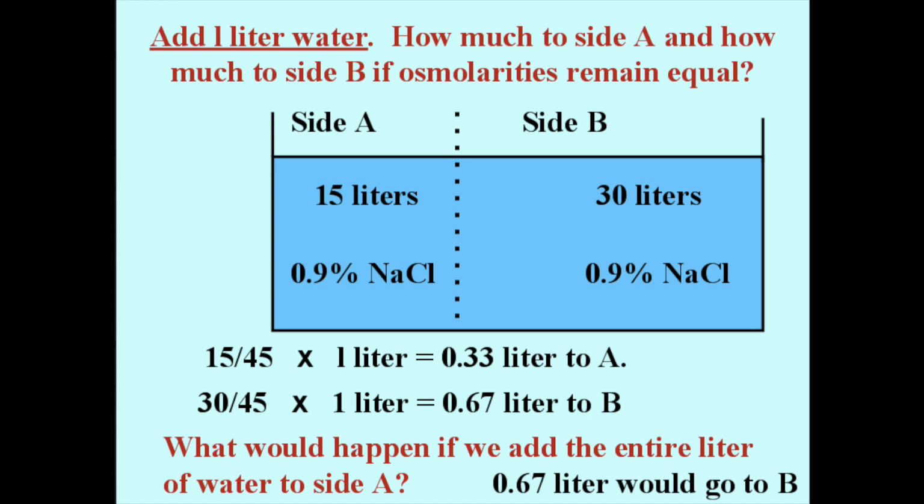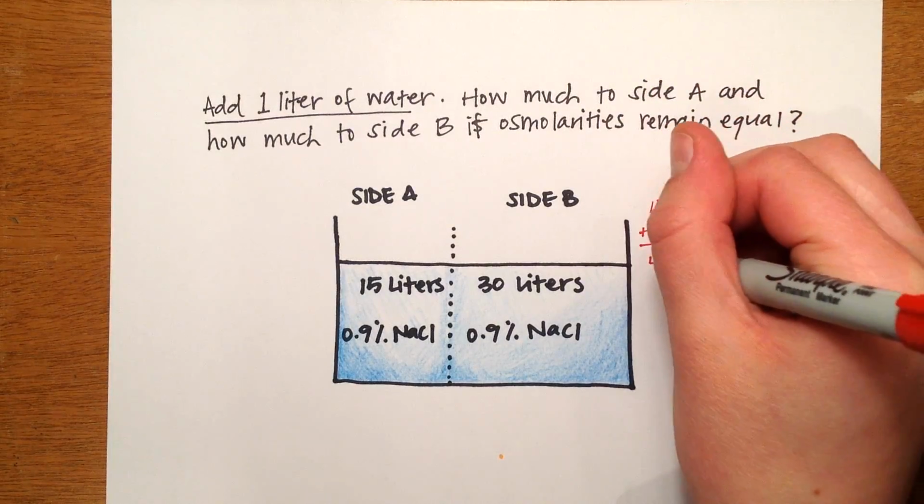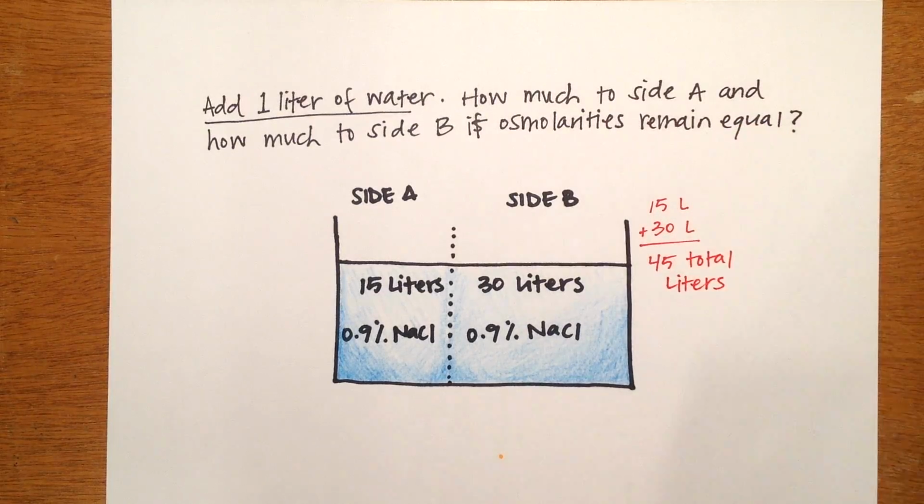This question was addressed on the last video, but on this video we will work it out by hand. In this question, we'll have a tub of solution, 15 liters on one side and 30 liters on the other side of a semi-permeable membrane of a 0.9% NaCl solution. And the question asks, if you add 1 liter of water, how much of the liter would you need to add to side A and how much would you need to add to side B if we wanted to maintain the equal osmolarities? To start solving this question, we will add the liters together, so 15 liters and 30 liters for a total of 45 liters.